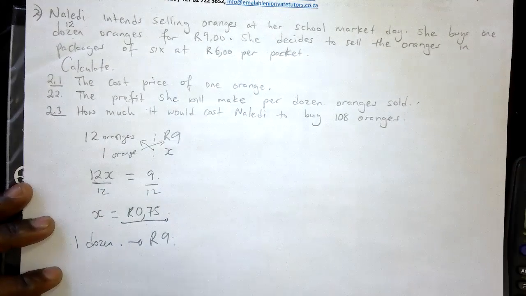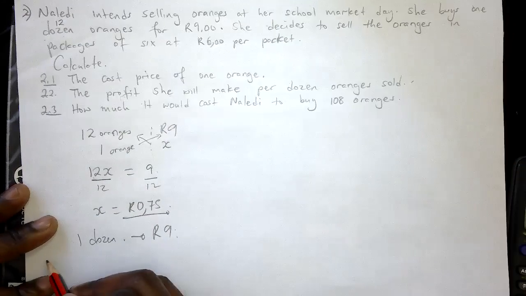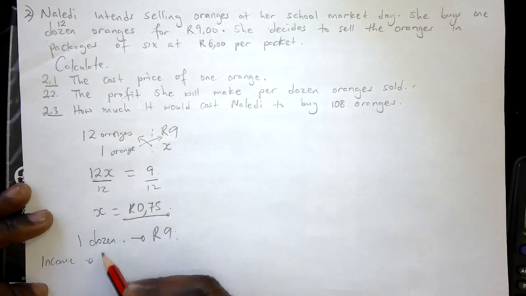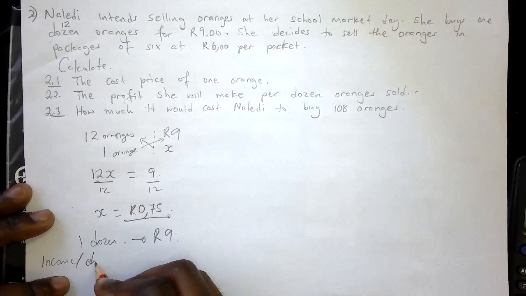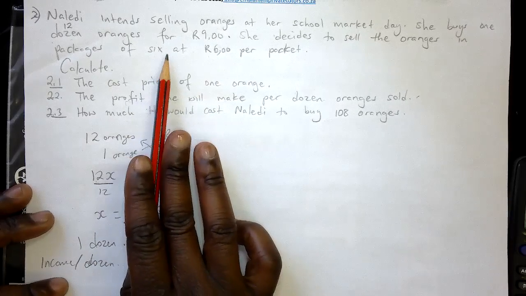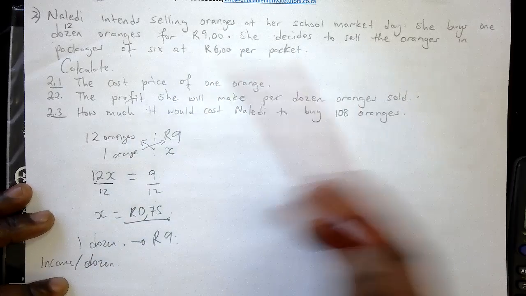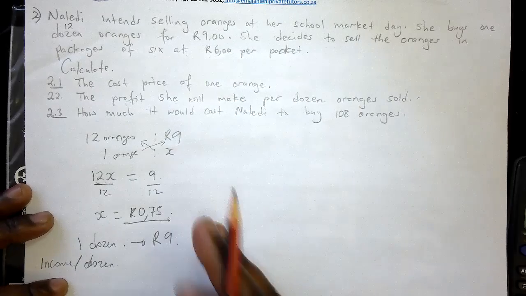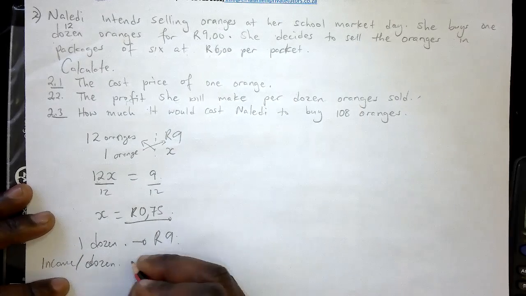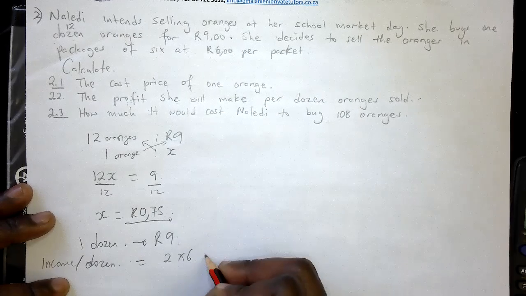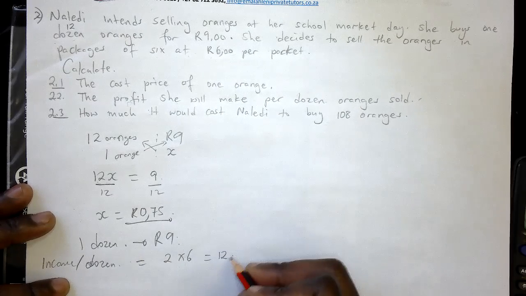So for every dozen, the income coming in is going to be per dozen, because she decides to sell oranges in packets of 6. So if you split the dozen, you get two packets. So she's selling 2 packets. Income per dozen is going to be 2 times 6, which gives us 12 rand.